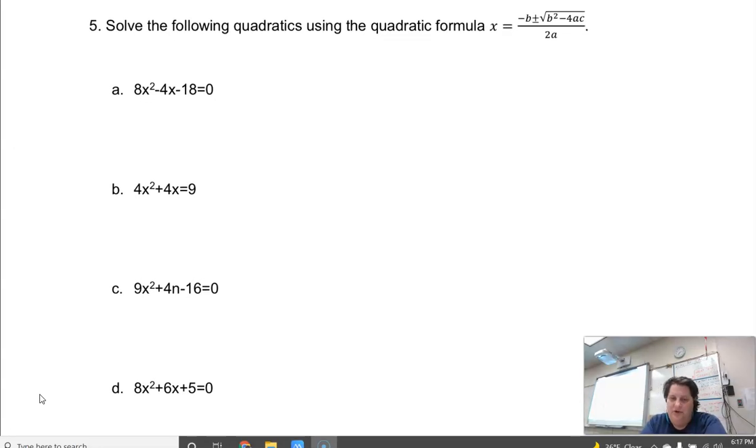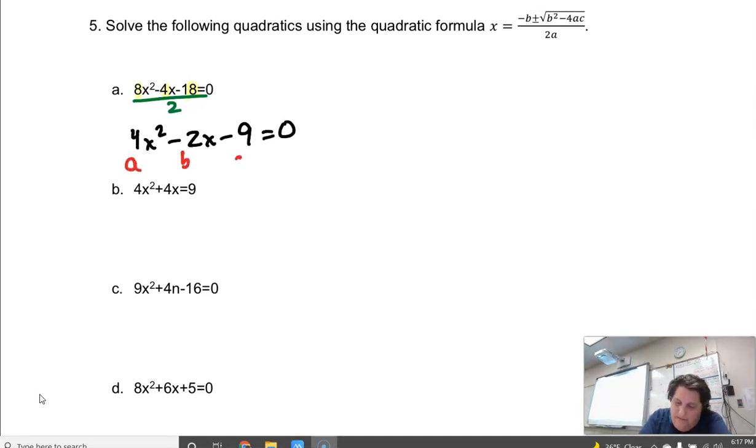The first thing I want to show you is if you do see something like this, where all the numbers are a multiple of 2, you don't have to do this, but it will make your life a little bit easier. I can actually change this problem to 4x squared minus 2x minus 9. The reason that makes it easier is I just have smaller numbers. But 0 divided by 2 is still 0, so I'm still going to get the same answers, okay? And in here, A is 4, B is negative 2, C is negative 9.